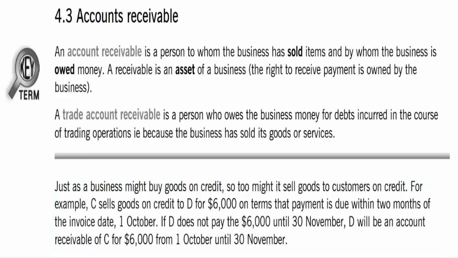Recording it in the books. Here's how it's handled in accounting. For Business C, the $6,000 is recorded as an asset under accounts receivable because it's money the business expects to receive. For customer D, the same $6,000 is recorded as a liability in their books because it's money they owe. Notice how these two sides match up? What's an asset for one business is a liability for the other.